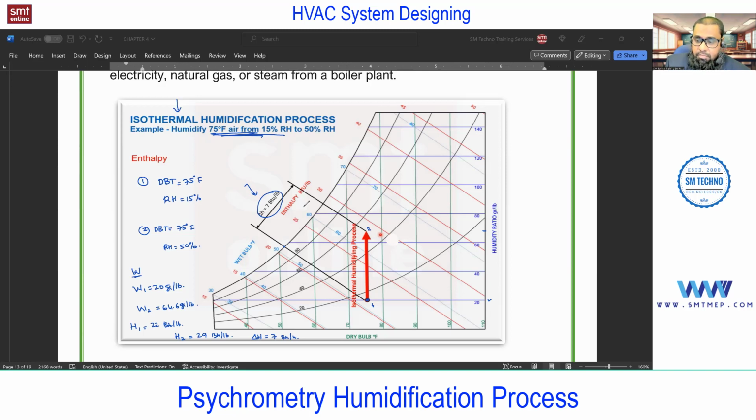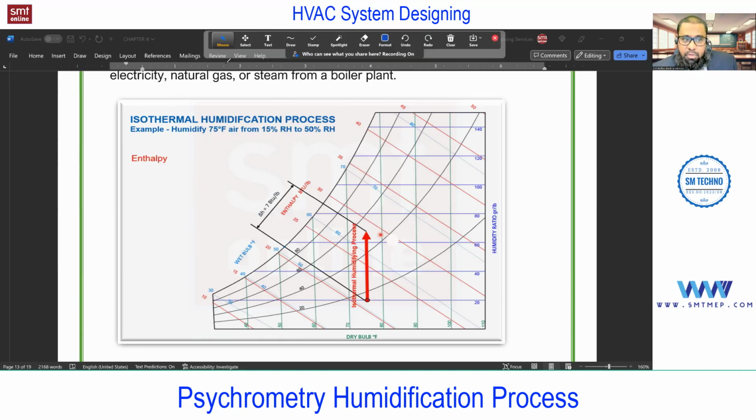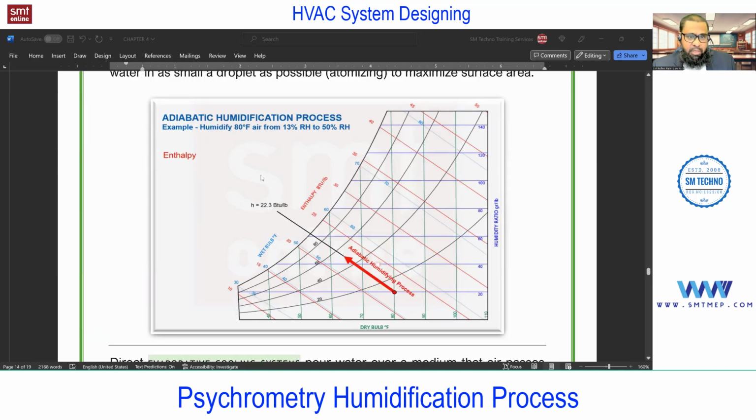For example, for a particular process control, we are not interested in increasing or decreasing the temperature, but we are interested in maintaining the moisture level. So this can be done with this process. After class, you need to go through all of this, because this is very, very important. The next process is the adiabatic humidification process.